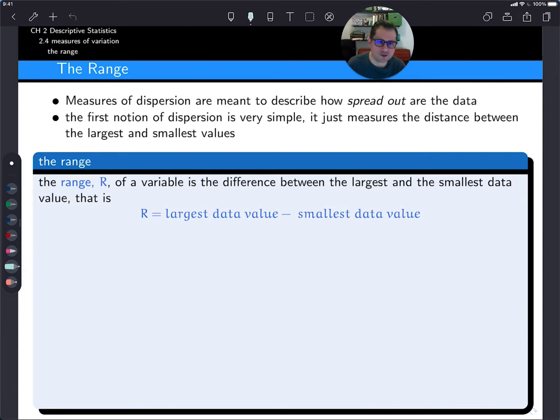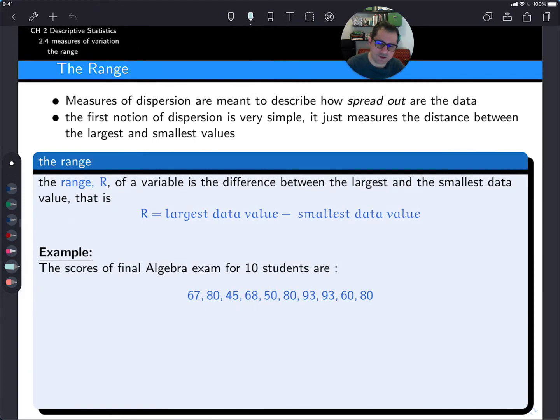We probably used this already when we found frequency distributions. If we are given a number of classes, then we need to find the range and divide by the number of classes to find the width of each class, right? So we already found a range when we did that. It's just the difference between the largest value and the smallest value. So if I have, in my example, 10 students, and I want to find the range of this data, the largest is 93, the smallest is 45, so the difference between them is 48.